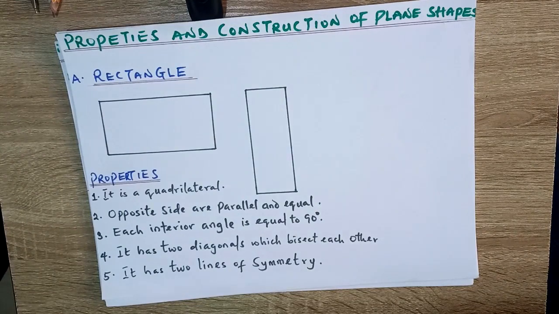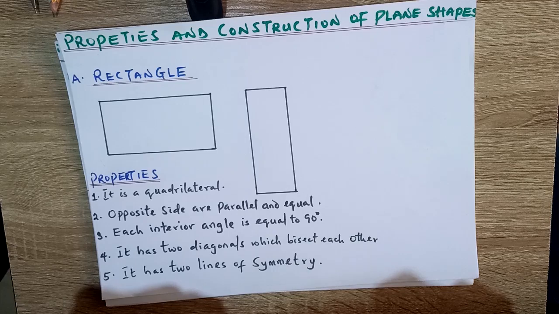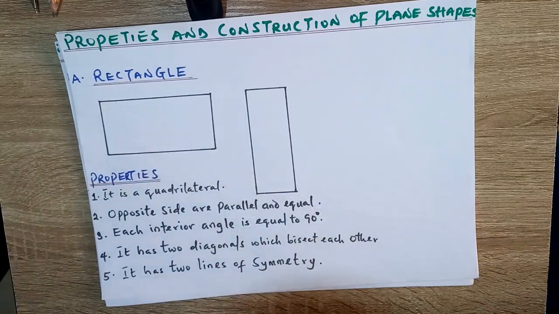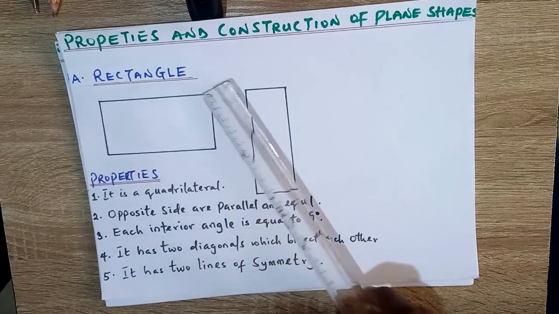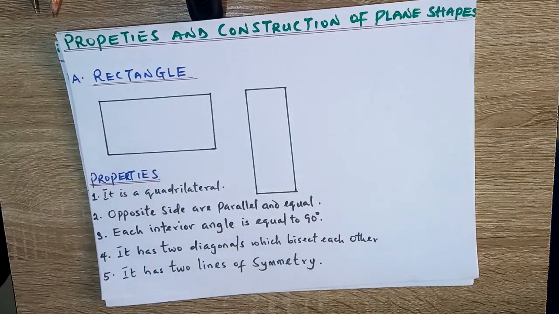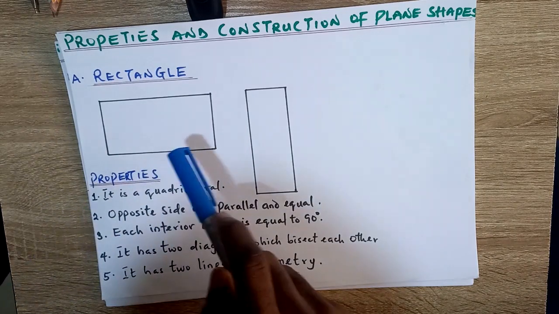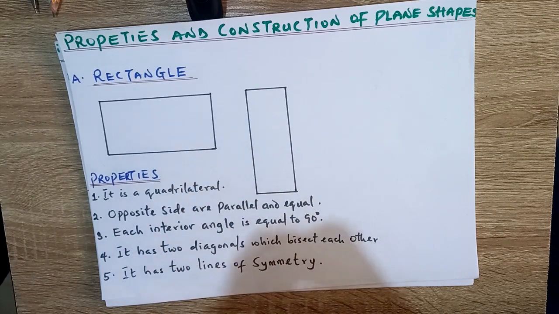So let's start with the properties and construction of plane shapes. And the first plane shape we are looking at here is the rectangle. Now, the rectangle is also a plane shape, that is, a two-dimensional shape. And these are the diagrams of a rectangle.